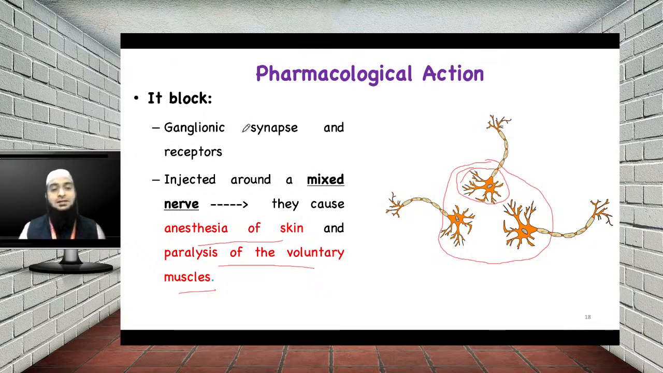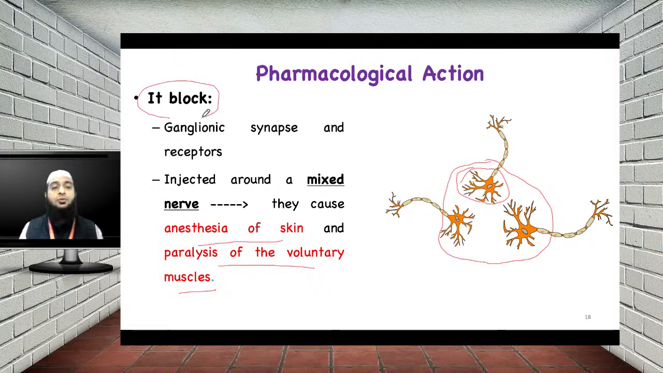Now what are local anesthetics doing, and what happens when you give an injection around the mixed nerve? They can cause anesthesia of the skin, because now there is no further carrying forward of the message from the skin to the brain, right? And it also paralyzes the voluntary muscle, because the movement in the body is controlled especially through the motor neuron, isn't it? Now since the injection is given in the mixed nerve, the motor neurons are also going to be blocked.